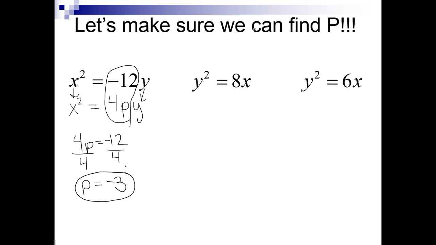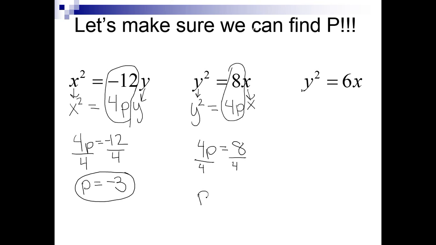Let's look at the next one. I'm going to rewrite it just like I did here, using that standard form. I have y squared equals 4px. My y squared is the same, and my x is the same. So all I need to make sure I make the same is this 4p and this 8. So let's write that together. 4p equals 8. So if I solve for p, I'm going to divide by 4, and we're going to get p equals 2, just like I wanted.